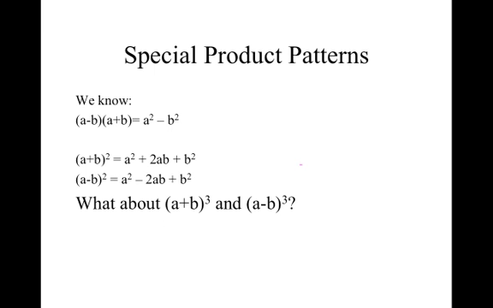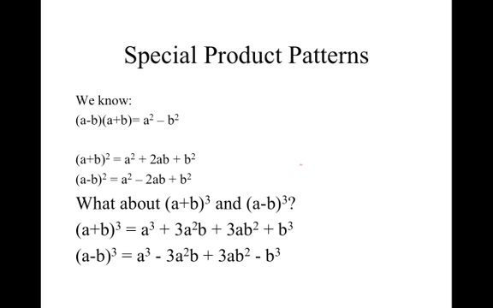But what about a plus b cubed and a minus b cubed? We just saw it takes a little bit of time to multiply binomials together. And so if we can have a special pattern that works at least when it's a plus b cubed and a minus b cubed, that could save us some time. And there are patterns for these. A plus b cubed is equal to a cubed plus 3a squared b plus 3ab squared plus b cubed. And then a minus b cubed is a cubed minus 3a squared b plus 3ab squared minus b cubed.